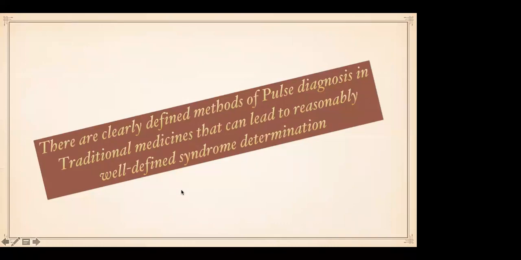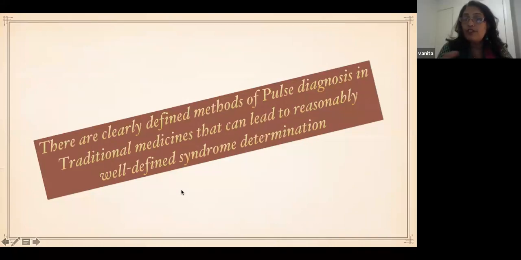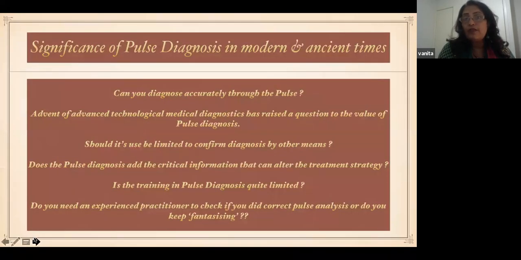There are clearly defined methods of pulse diagnosis in traditional medicines that can lead to reasoning and well-defined syndrome determination. And the significance of pulse diagnosis in modern and ancient times. What I analyzed myself: can you diagnose accurately through the pulse?